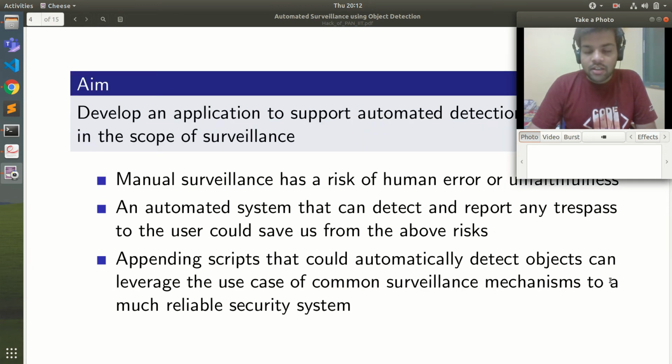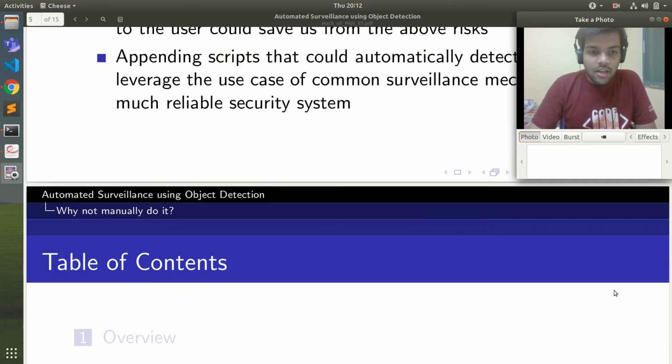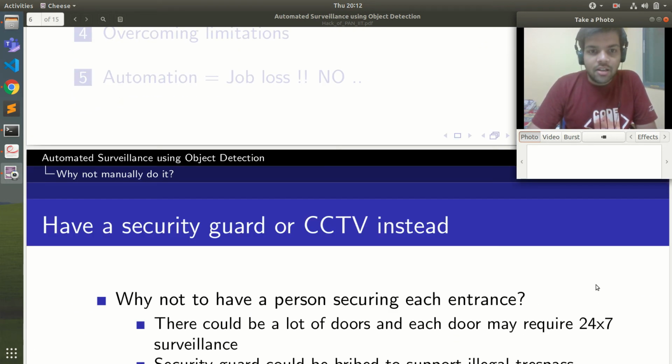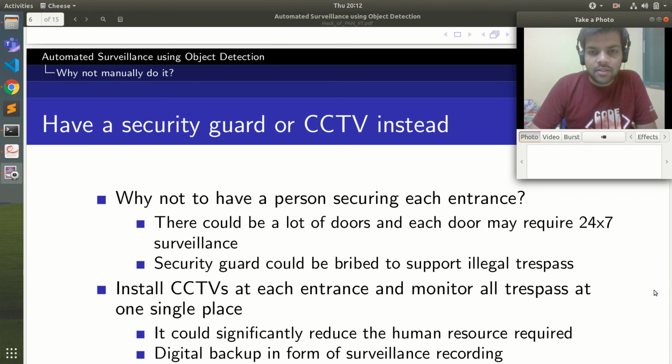So what essentially I'm doing in this idea is appending an object detection algorithm script inside an application that would just seek the video from the camera, and to the end user it will supply the information that this particular thing has trespassed in front of the camera. See if there is any possible trespass which you don't want. It may be a thief or someone else, and please see to it. And why not manually do it? It is an obvious question.